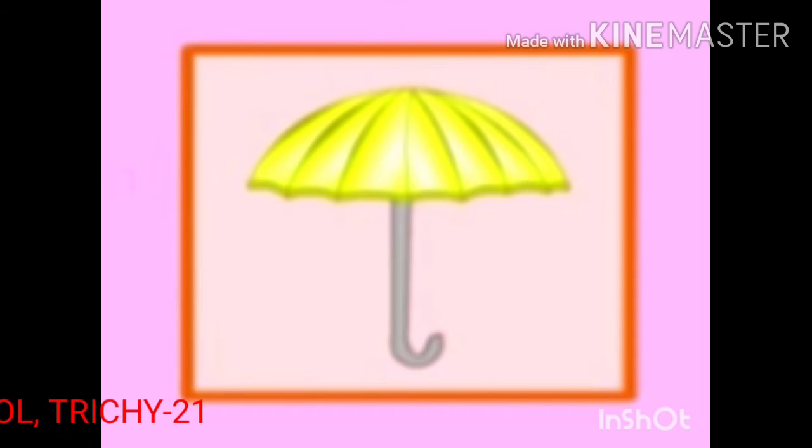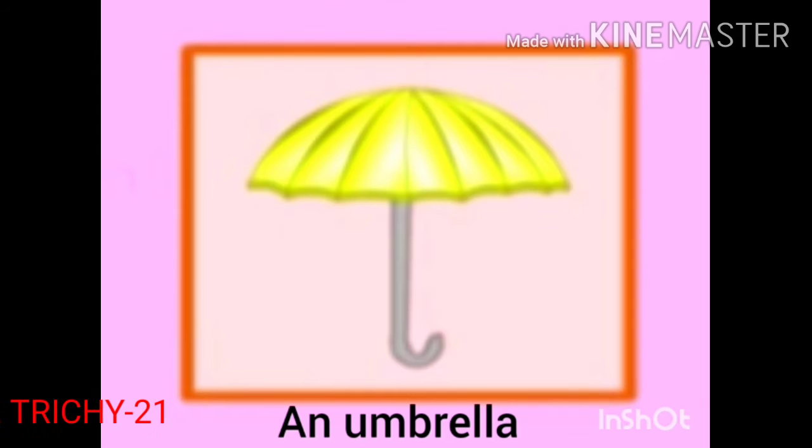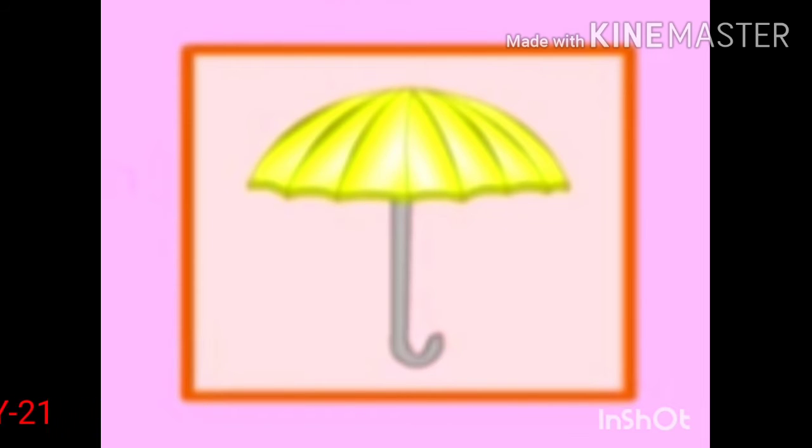Umbrella. This word begins with U. U is a vowel sound, so we use an umbrella. An umbrella. Next one, ice cream. The word ice cream starts with I, vowel sound, so we use an ice cream. Next one, ox. The word begins with O. O is a vowel sound, so we use an ox.